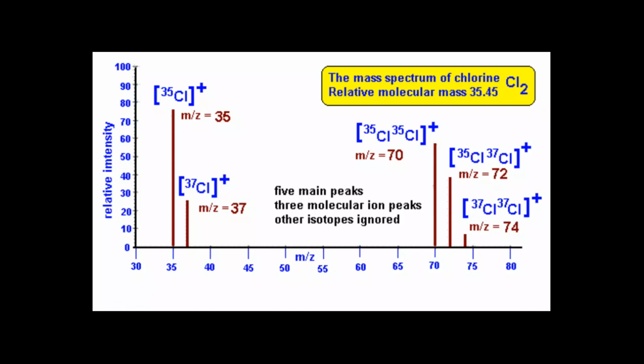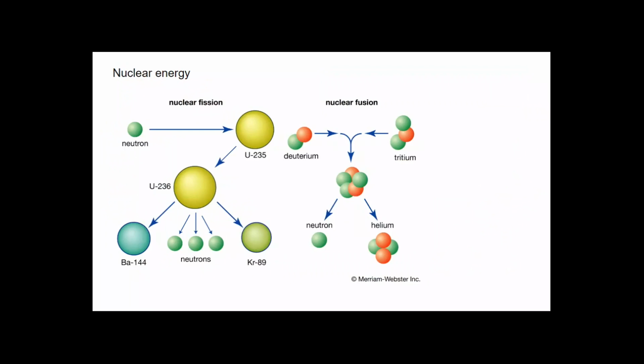For these peaks, two chlorine-35s is the most likely, because chlorine-35 is more common than chlorine-37. And then chlorine-35 with chlorine-37 will be higher than the chlorine-37 and chlorine-37 peak. So that's why we have those 5 different peaks. This graph is important because it's often given in multiple choice questions.